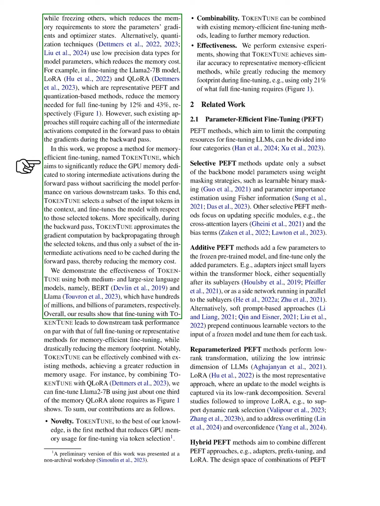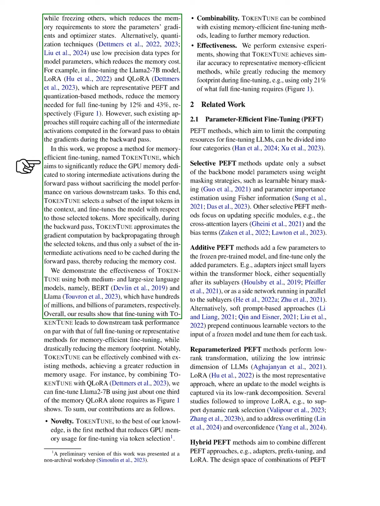We introduce a memory-efficient fine-tuning method called TokenTune, which significantly cuts down on GPU memory used for storing intermediate activations without compromising model performance on various tasks. TokenTune works by selecting a subset of input tokens and fine-tuning the model based on those tokens. During the backward pass, it approximates gradient computation by backpropagating through the selected tokens, allowing us to cache only a portion of the intermediate activations during the forward pass, thus reducing memory costs.